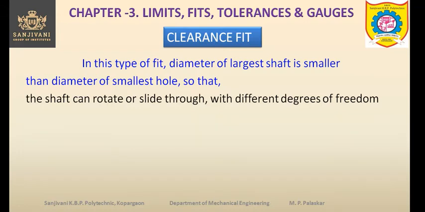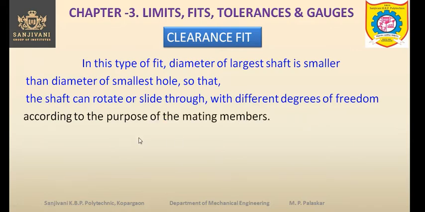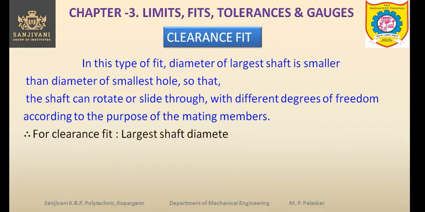So in the clearance fit, the diameter of the largest shaft is smaller than the diameter of the smallest hole so that the shaft can rotate or slide through with different degrees of freedom according to the purpose of mating members, according to the function. So for clearance fit, largest shaft diameter is smaller than the smallest hole diameter. So even if the hole is smallest and the shaft is largest, still there is clearance because the largest shaft is smaller than the smallest hole.